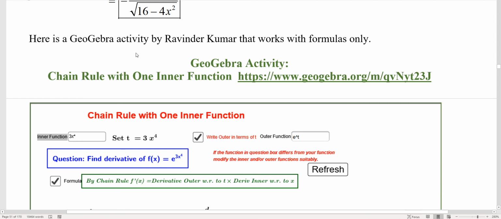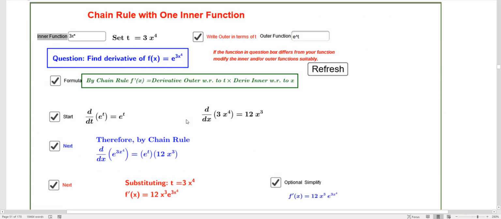Here's a GeoGebra activity by Ravinder Kumar that works with these, just working with formulas. There's no visual illustration here. It's just working with formulas. You get to put in the inner function and the outer function in terms of t instead of u. So he's doing a t substitution instead of a u substitution, same idea. And then this is what t is here, the inner function. Once you put those in, it will figure out the correct formula here.